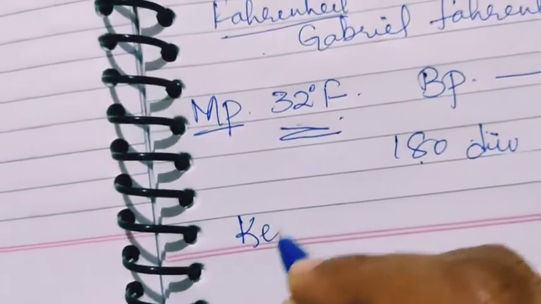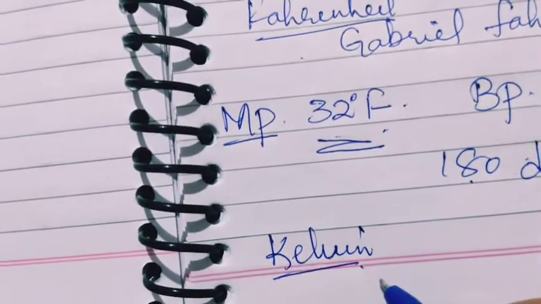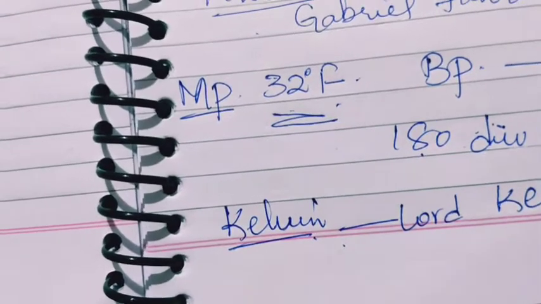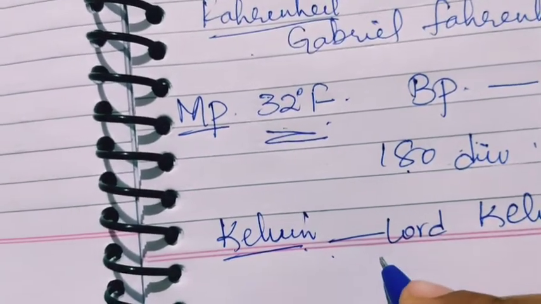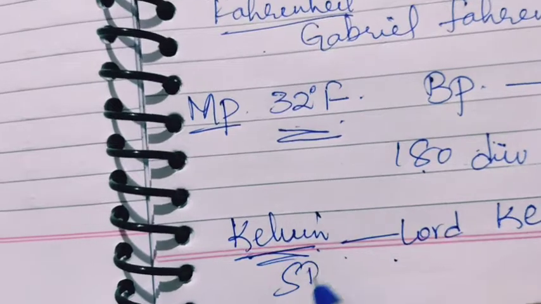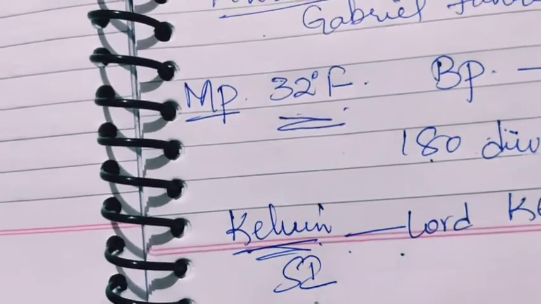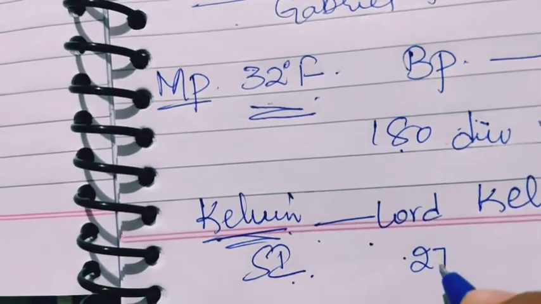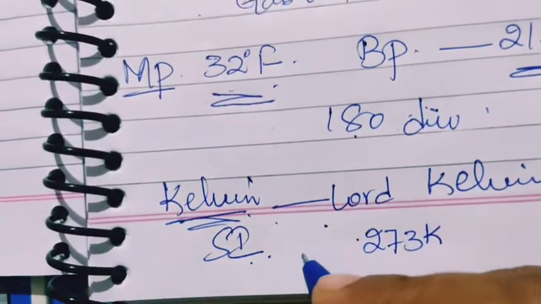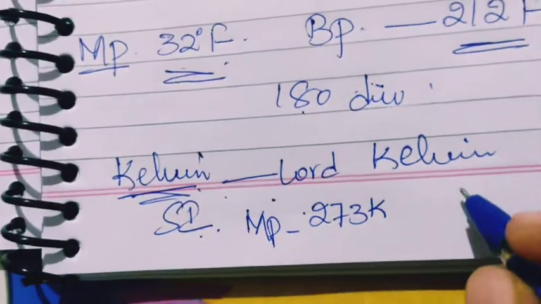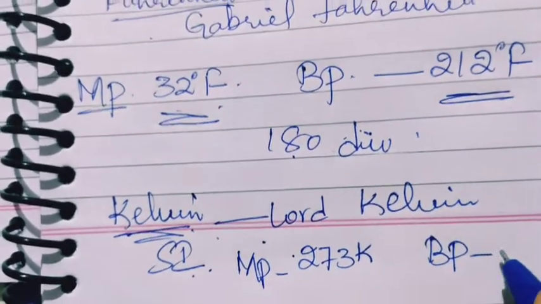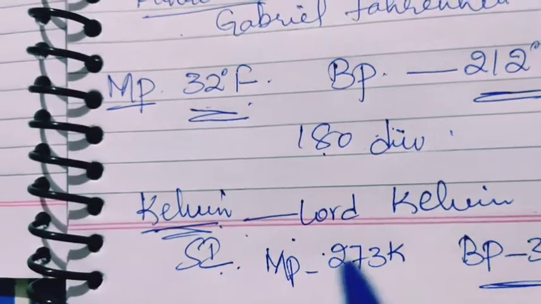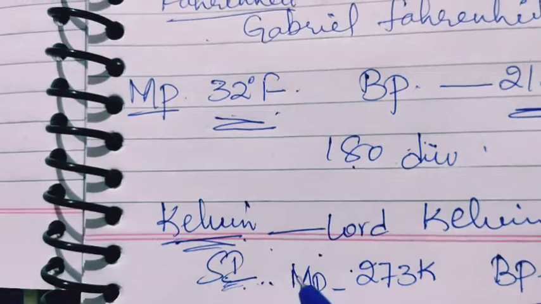Next is the Kelvin scale. This was invented by Lord Kelvin. Kelvin is the SI unit of temperature. On this scale, the melting point of water is 273 Kelvin and the boiling point is 373 Kelvin. So Kelvin is the SI unit for temperature.